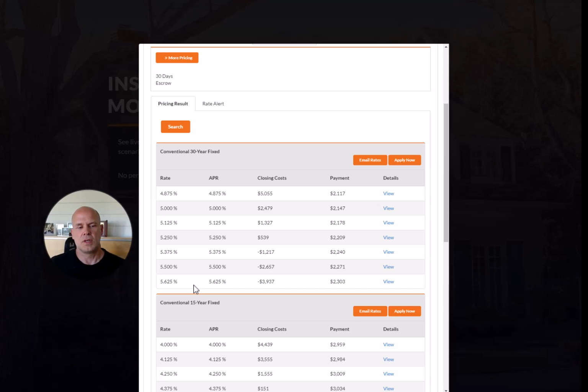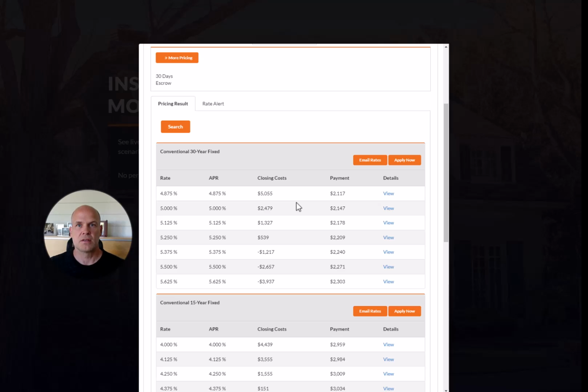Now, what you will immediately think is, okay, 4.875, that's the best rate, that's the one I want. Well, I need to draw your attention over here to the fees that are involved, okay? Now, these fees represent the lending costs. So the fees specifically from the place that's providing the money, just their fees is what this column represents.